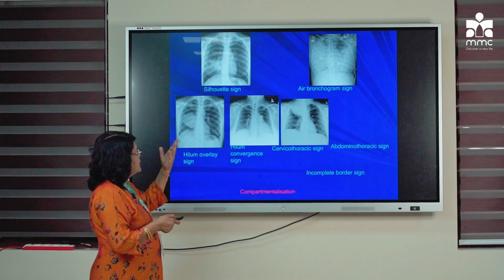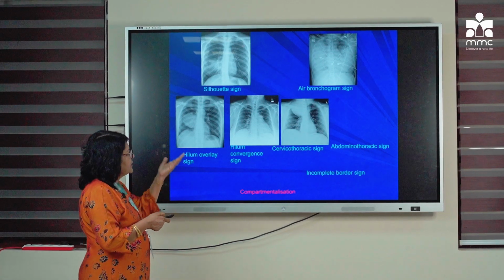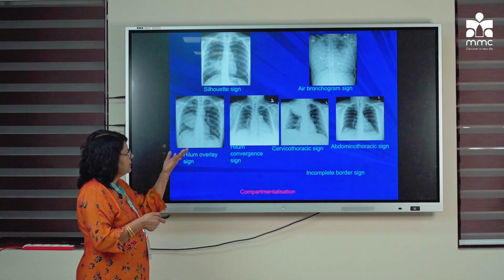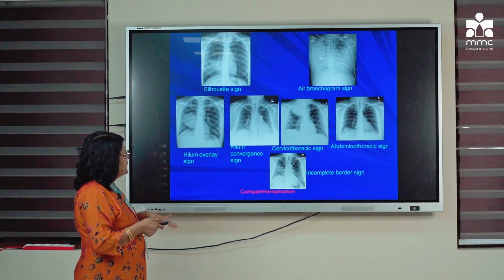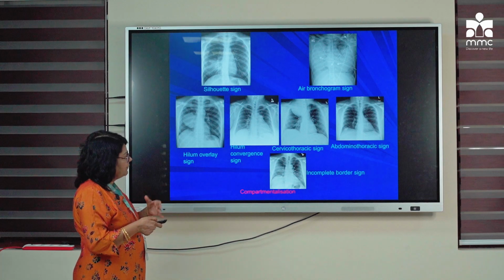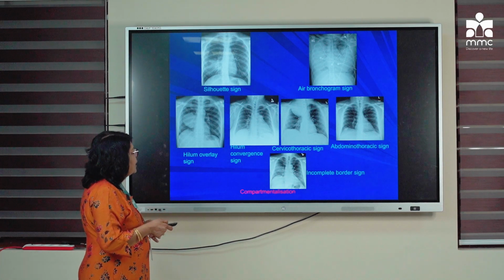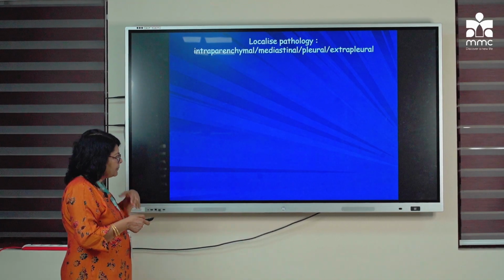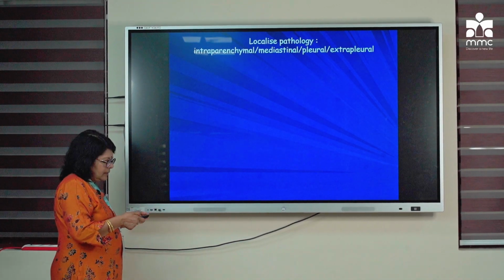Cervicothoracic sign helps to differentiate whether the mediastinal lesion is in the neck or in the mediastinum. Abdominal thoracic sign helps to differentiate a lesion of the thorax from the abdomen. Incomplete border sign helps to define whether the lesion is in the pleura or in the lung. So whenever you define a lesion, you should compartmentalize the lesion to that region.